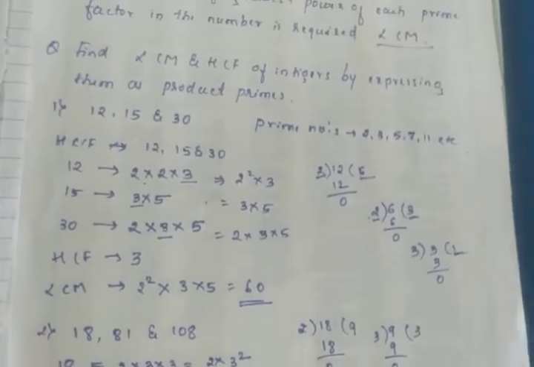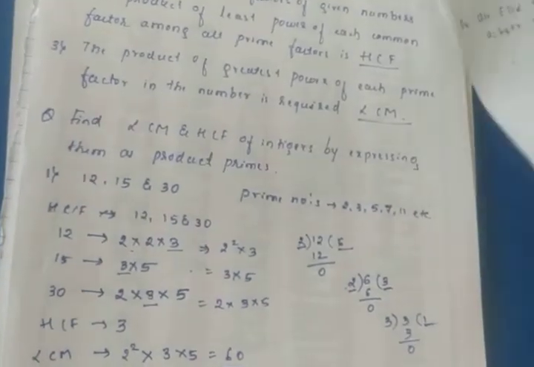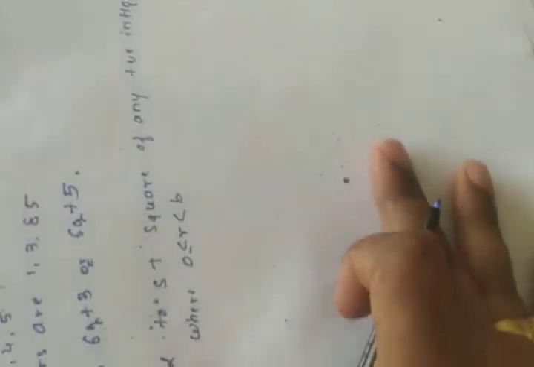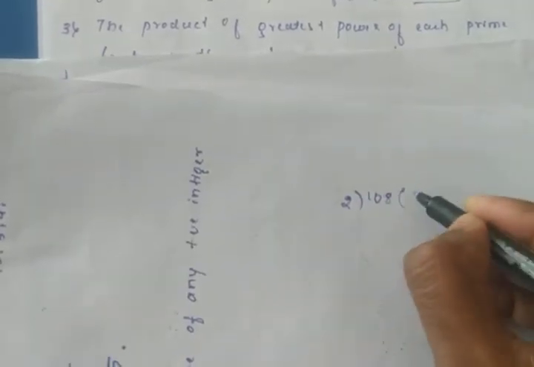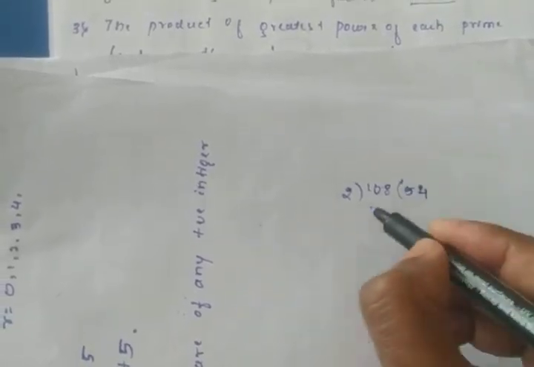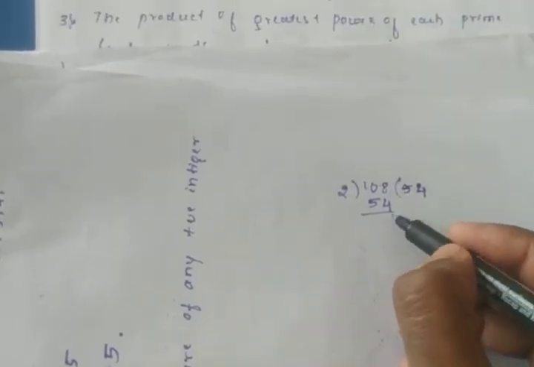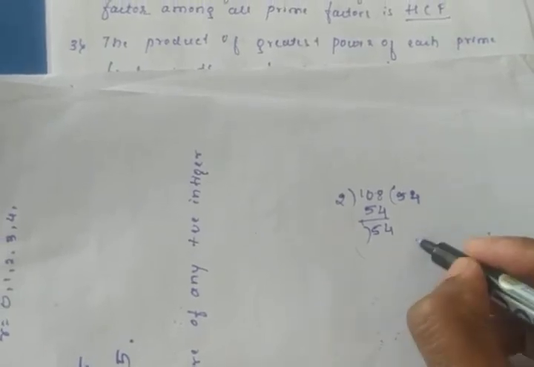So for 108, we are going to find out the prime factors. This is very simple. That is 108. Again it is divisible by 2. 2 fives are 10, 2 fours are 8. How much remains here? Again 54. So 54 is again divisible by, here the quotient is 54.